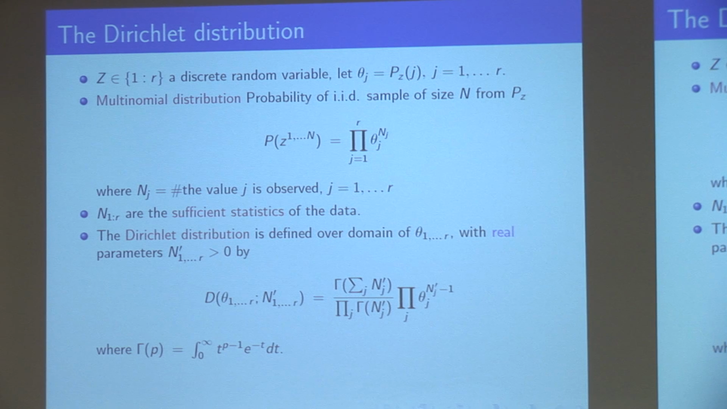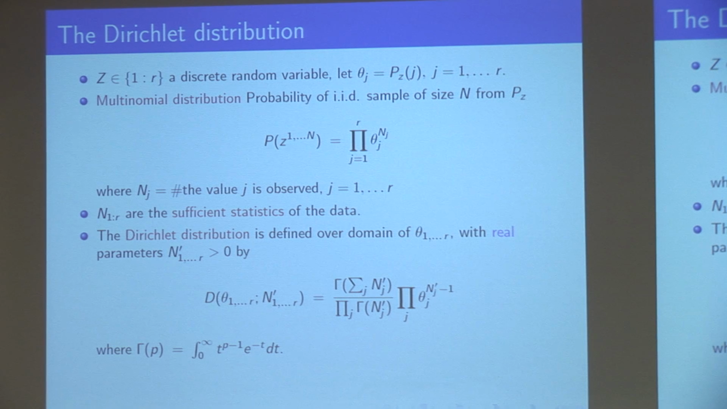This is the Dirichlet distribution. Often it's called the Dirichlet prior, because distributions over distributions are often priors for estimation of the parameters theta.